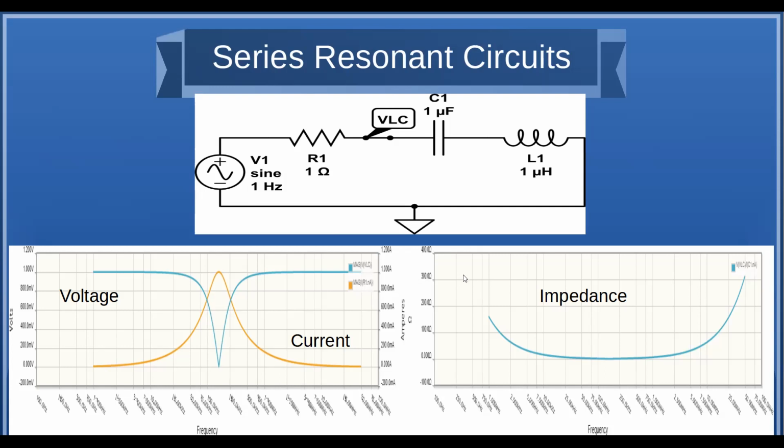And if we look at the impedance plot, which is the ratio of the voltage to the current, we're going to see that the impedance goes down to 0. And it turns out this is not a very high Q circuit, so that's why it's kind of broad. But it's essentially 0 at the resonant point.